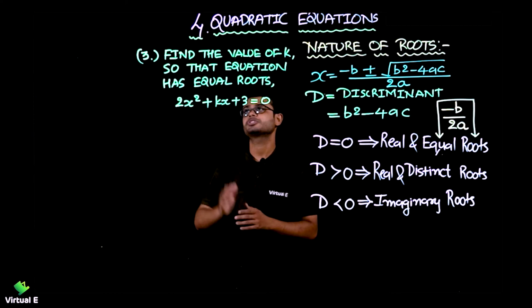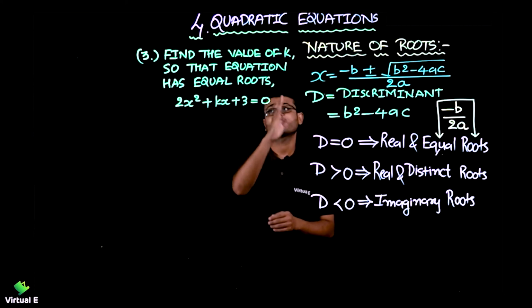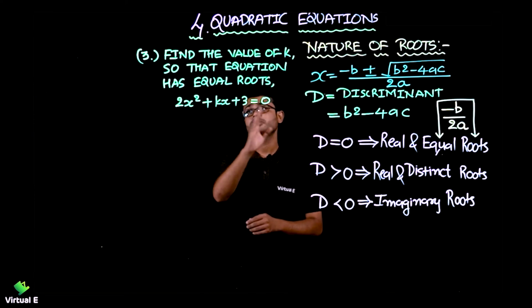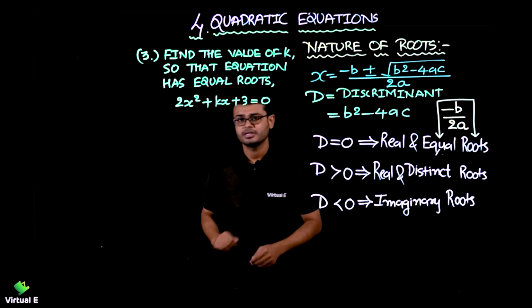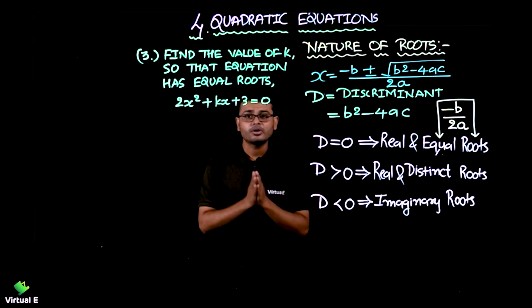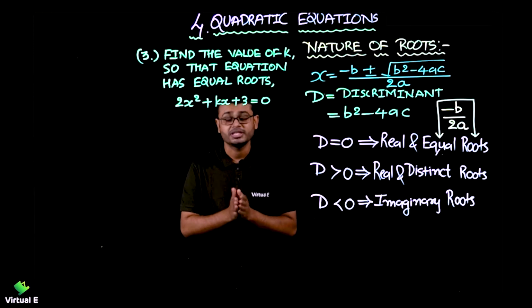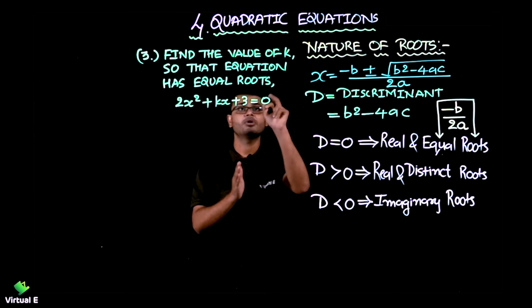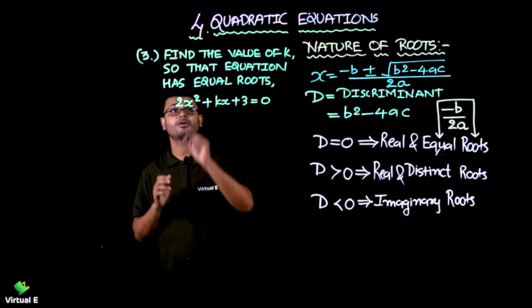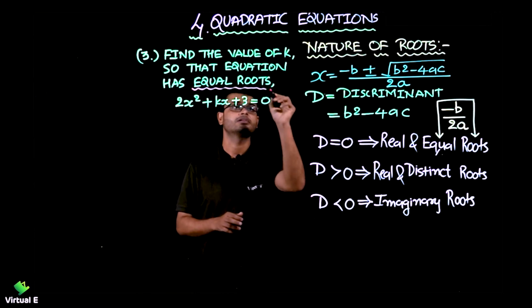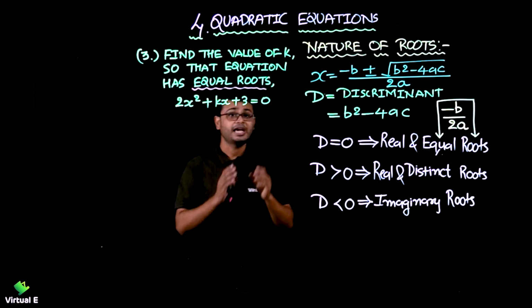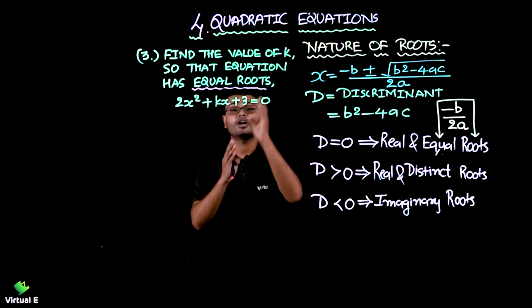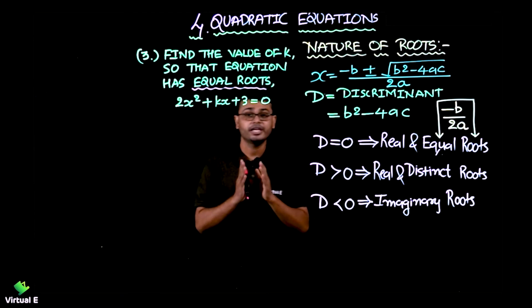Let's start the third question. Find the value of k so that the equation has equal roots. Here we are not going to find the nature of roots. It is given that it has equal roots. Nature is already given: equal roots. And we need to find the value of the unknown. Very important question.